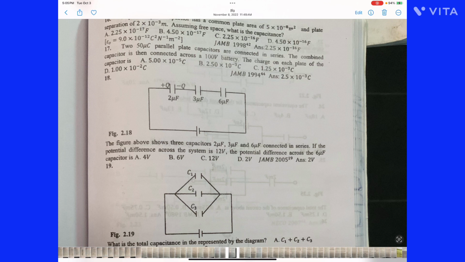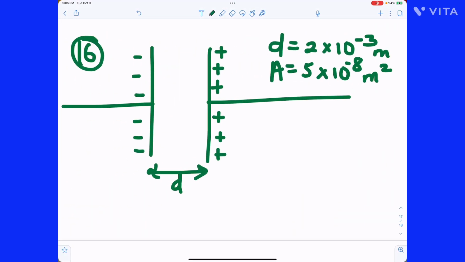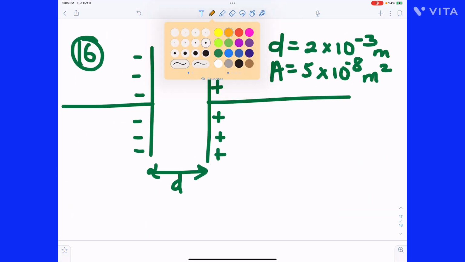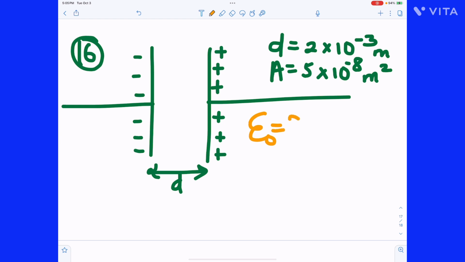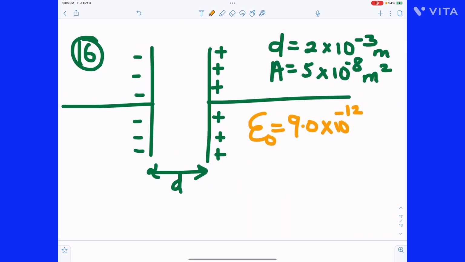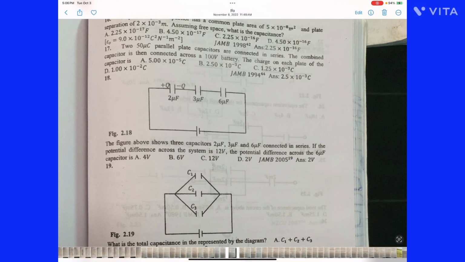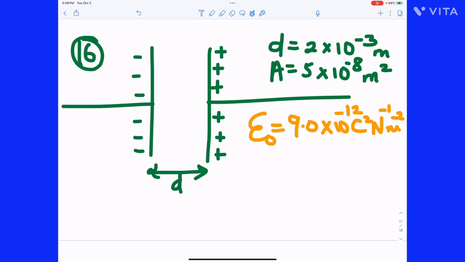Epsilon naught is 9.0 times 10 raised to power minus 12. We are told that the permittivity of free space is 9.0 times 10 raised to power minus 12. Check the SI unit: C squared N minus 1 m minus 2. So we are to find the capacitance of the capacitor.